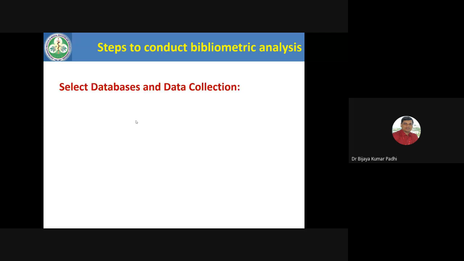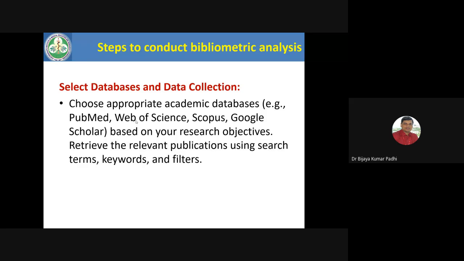Then the second step is to select the database and the data collection strategy. Choose the appropriate academic database. As you know, for doing any evidence generation, we need a minimum of 3 databases. Whether it is a systematic review or a bibliometric analysis, 3 databases is quite good, because if you look at the literature, most published studies use either 1 or a maximum of 2 databases. But if you can include 3 databases, there is nothing bad.